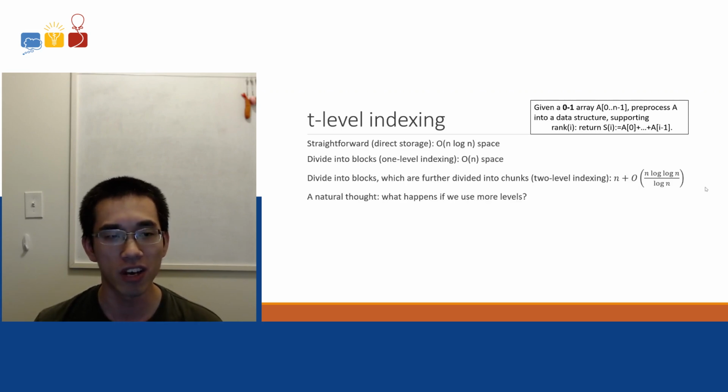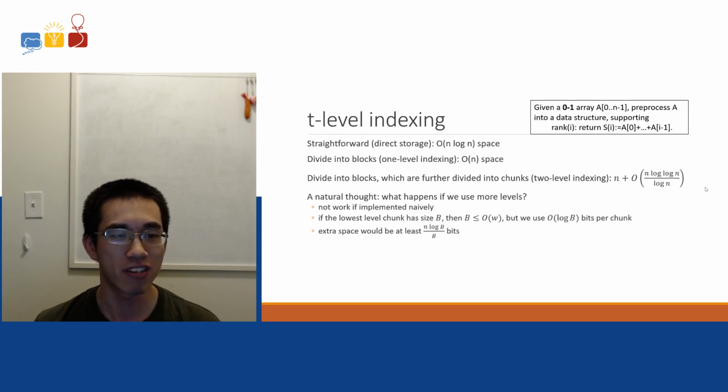So maybe a natural thought to improve the space usage is, what happens if we use more levels? Say, what happens if we use t levels? Can we do better in this case? It seems that there is no reason to stop improving at 2 levels, right? Apparently, if we implement this idea naively, it is not going to work.